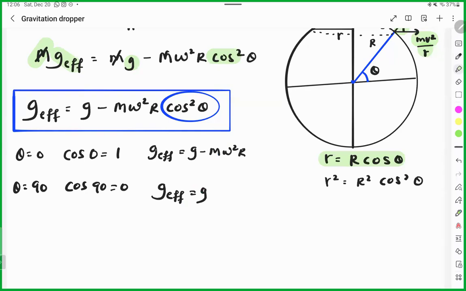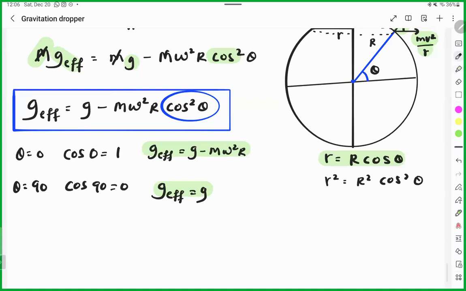Correct? So you will see this situation that your gravity will be maximum at the pole and minimum at the equator. Because when you take theta 0, then it will be pole. No, my bad. Equator, na? Equator. And if you take theta 90, this will be pole.